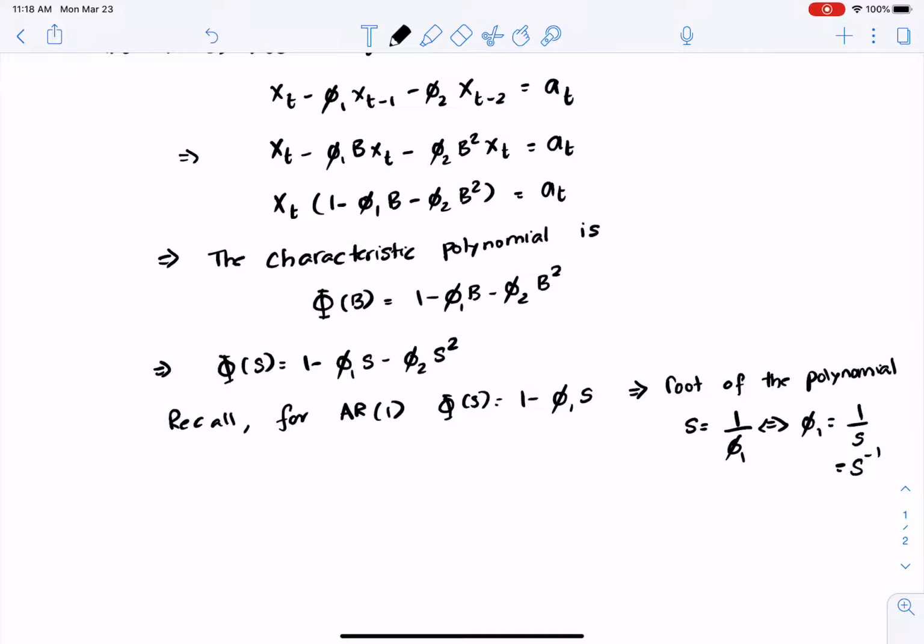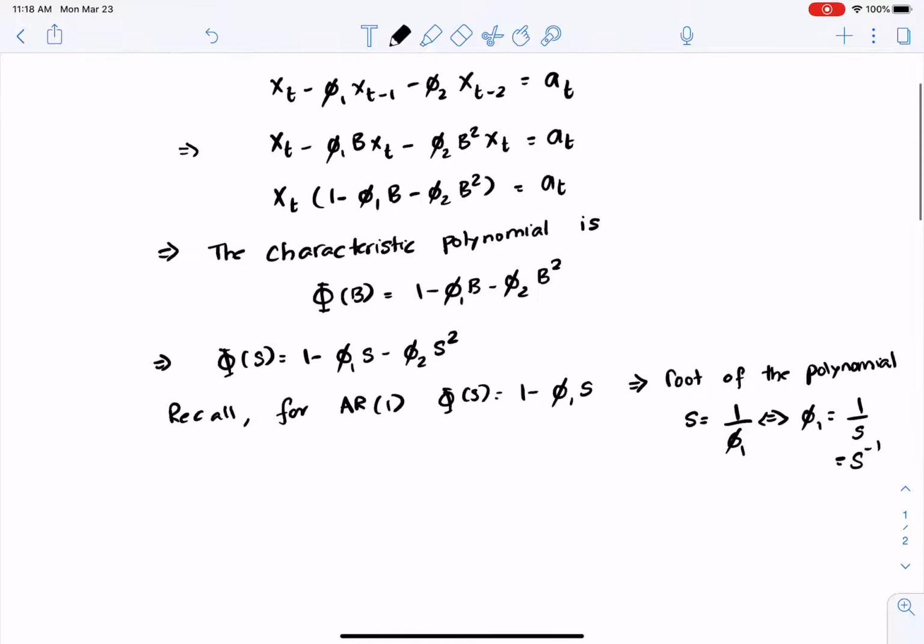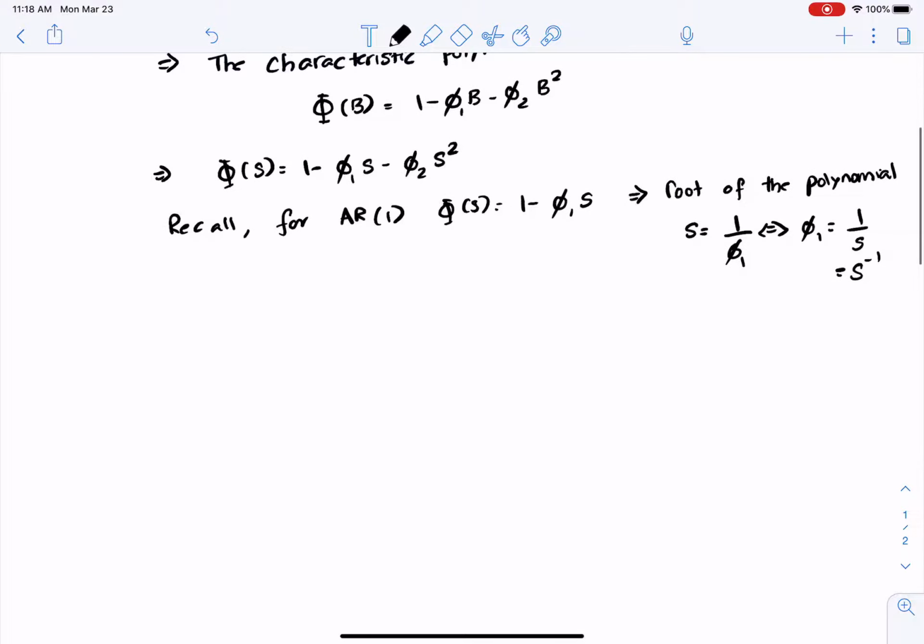So in a simplistic sense, we can get the idea that the coefficient is related to the inverse of the root. But what we have to know about AR2 is that it is not as straightforward, in the sense phi 1 is not equal to 1 over the first root, and phi 2 is not equal to 1 over the second root. Rather, they are functions of the inverses of the roots. So how do we get that far?